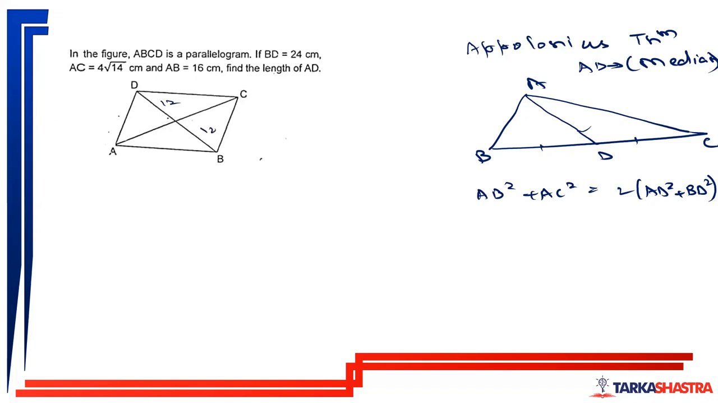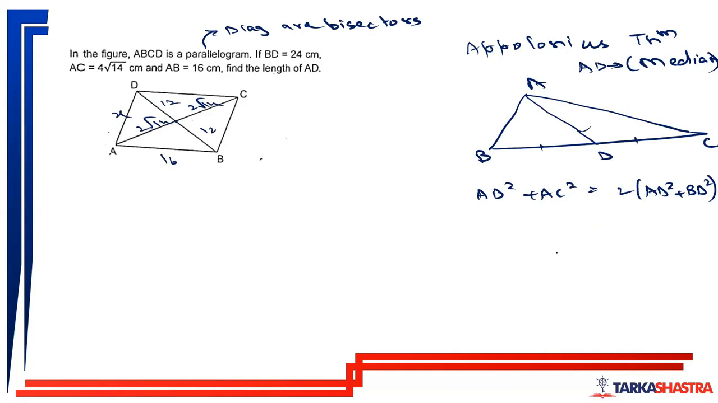This will be 12. Why? Because diagonals of a parallelogram bisect each other. So if this is 12, this is also 12. AC is 2 root 14. AC is total 4 root 14, so this is 2 root 14 and this is 2 root 14. And AB is 16. Find the length of AD. Let us say it is X.